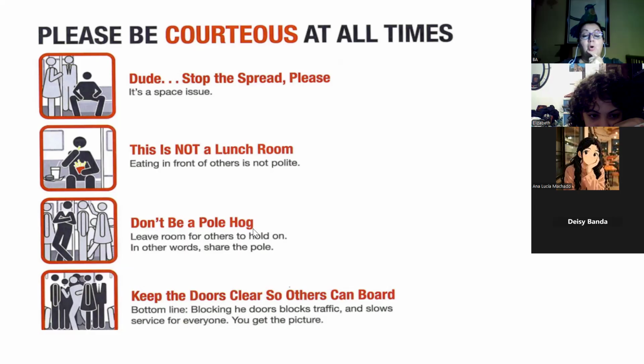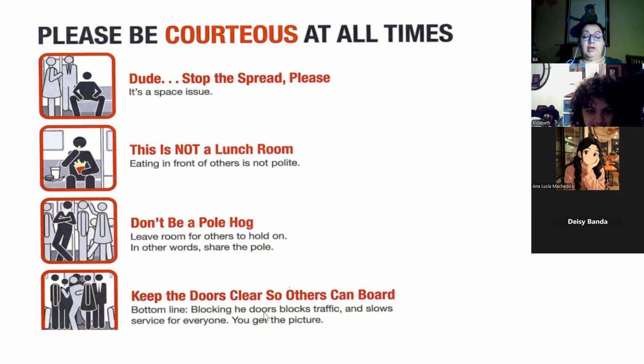Don't be a pole hog, okay? What is this? This is a pole. This is the pole here. La varilla. Leave room for others to hold on. In other words, share the pole. Siempre un bus, ¿verdad? La gente anda buscando dónde agarrarse. O en el subway, en este caso. Y entonces hay otra gente que se recuesta ahí y no deja que la gente use el espacio.